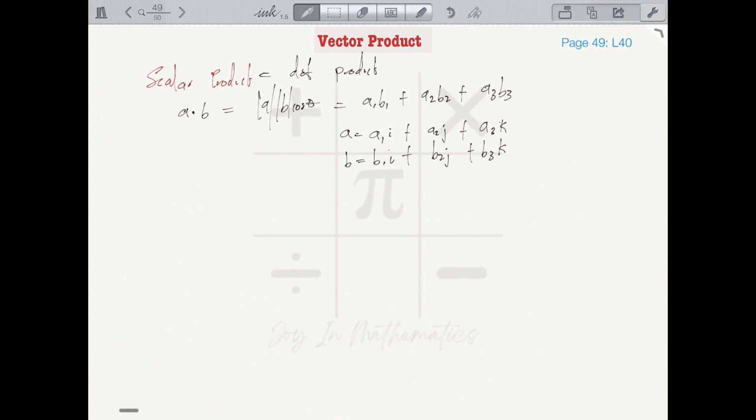Now, let us move on to what we call vector products. Vector product is also called cross product. It is called cross product because it is A cross B, just as it is called dot product because it is A dot B. The modulus of this vector is equal to modulus A, modulus B, multiplied by sine theta.